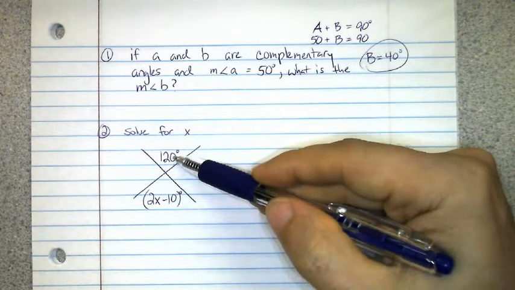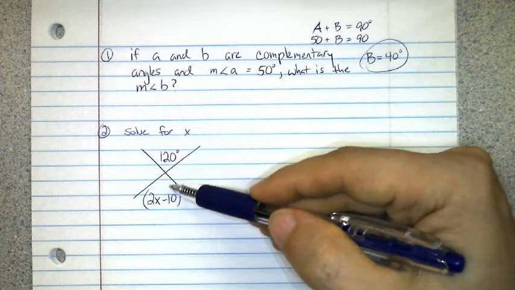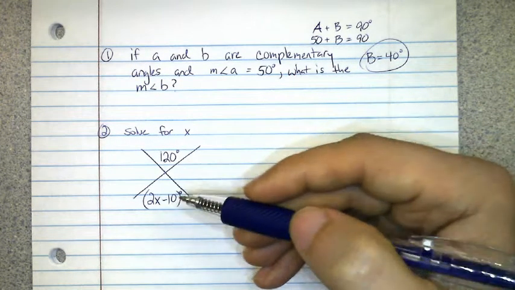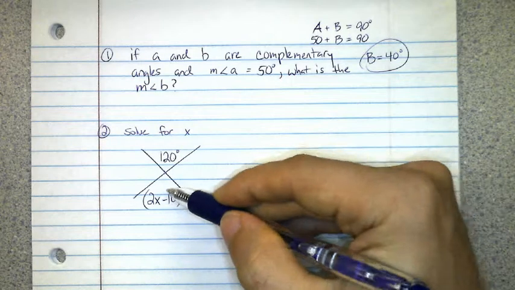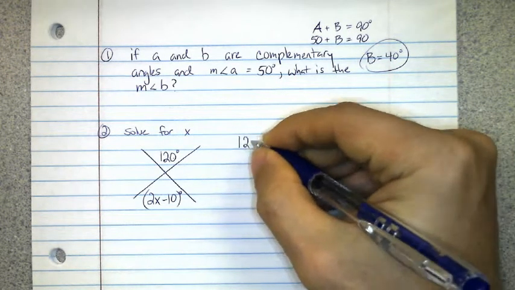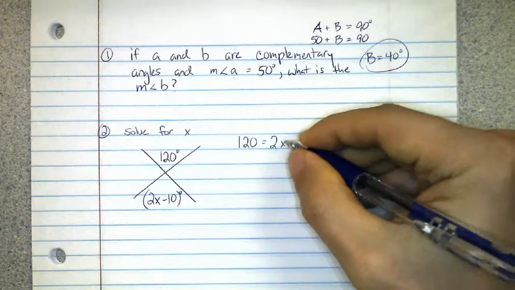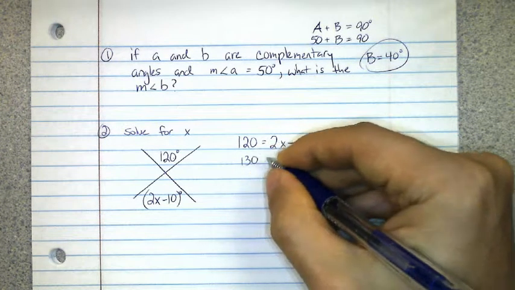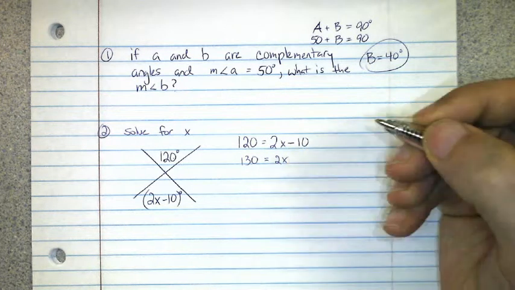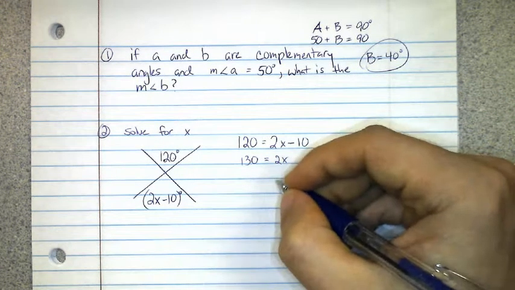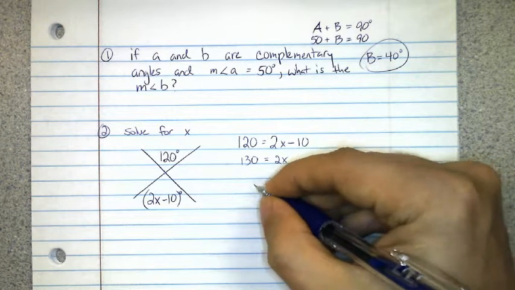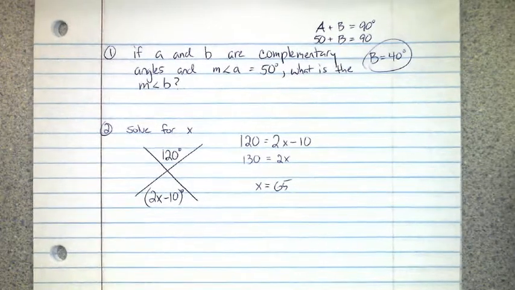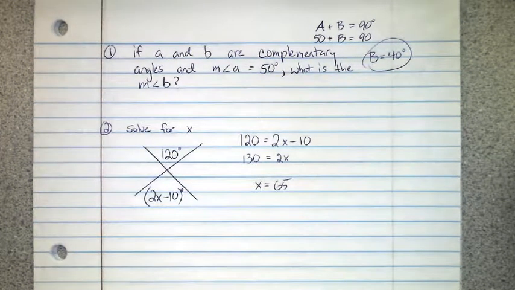Next one, right here, these are vertical angles. Vertical angles, opposite angles formed by the intersection of two lines, and remember, vertical angles are congruent. That means this equals this. So to solve for x, 120 equals 2x minus 10. Add 10 to both sides, 130 equals 2x, divide both sides by 2, and we end up with x equals 65. Alrighty, if you can do those, you should be pretty set for this section.